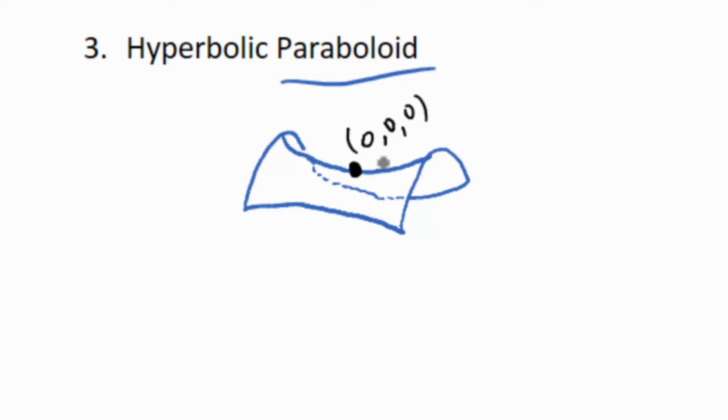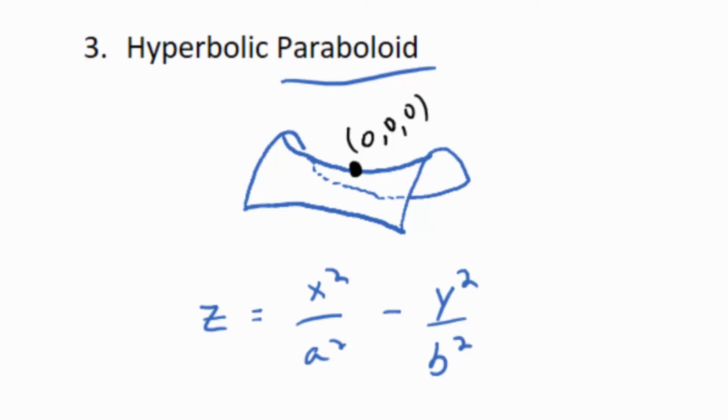And then this thing would have an equation like z equals x squared over a squared, and then instead of plus, minus y squared over b squared. Hyperbolic paraboloid. Yes? So for the hyperbolic paraboloid, that one is kind of sitting halfway through the xy plane?